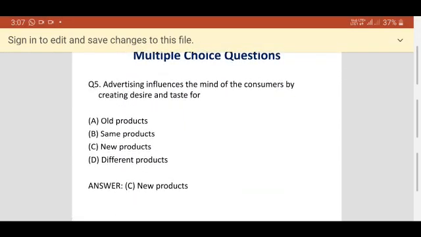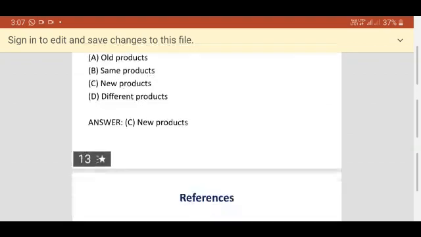Next, advertising influences the mind of the consumers by creating desire and taste for what? The options are old products, same product, new product, different products. The answer is new product.